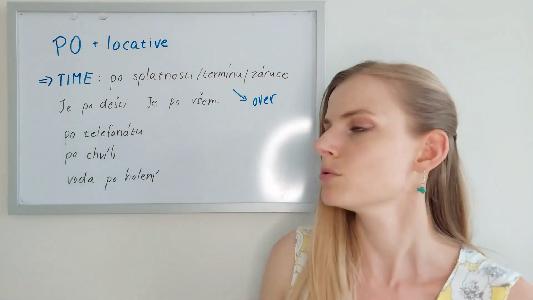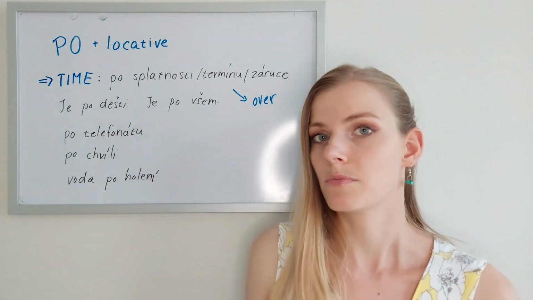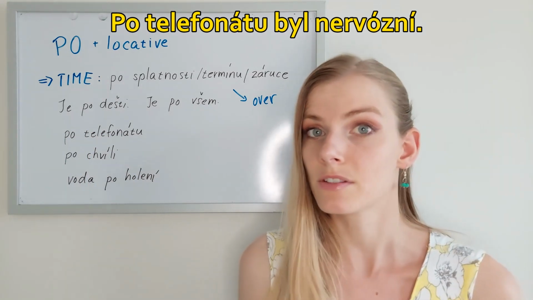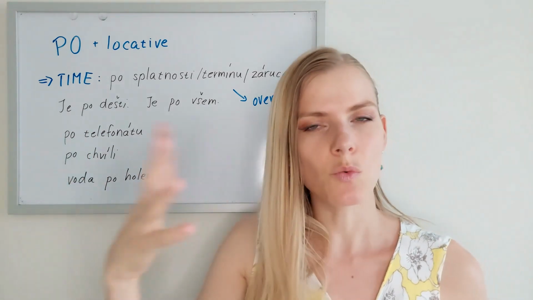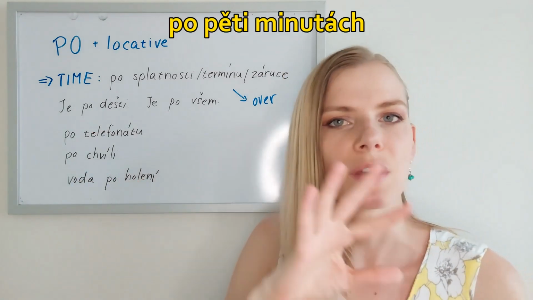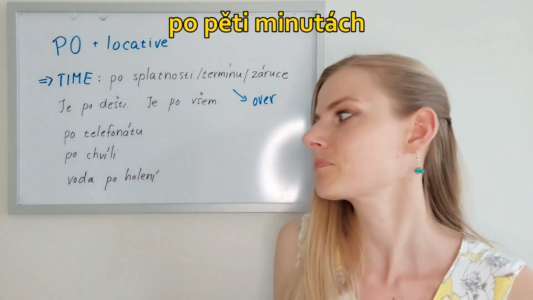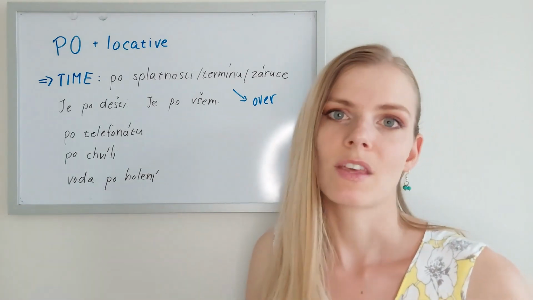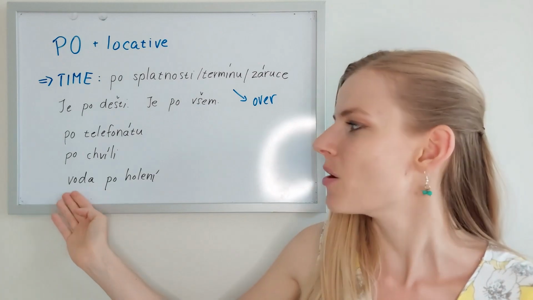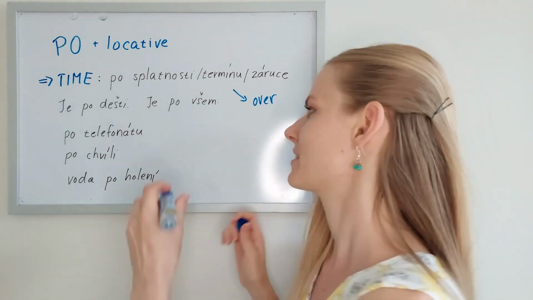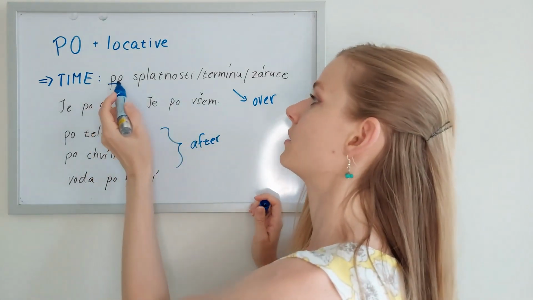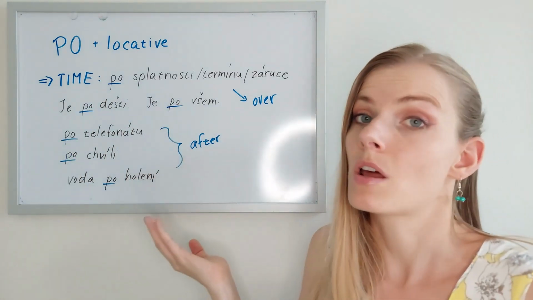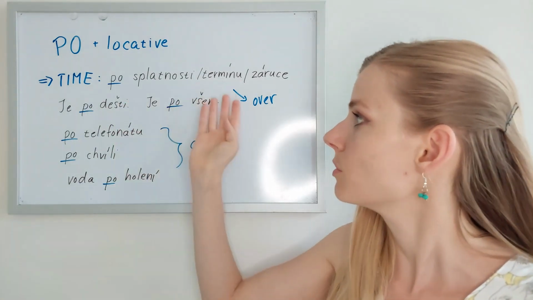These three would actually mean more like after. Po telefonátu, after the phone call. Po telefonátu byl nervózní. After the phone call, he felt nervous. Po chvíli, after a while. Or you could say po 5 minutách, after 5 minutes. Or a common collocation too, voda po holení, after shave. This means water after shaving. Remember, we need locative case and it would be followed by a noun, or a pronoun you could add. Po tom dešti, po tom všem.